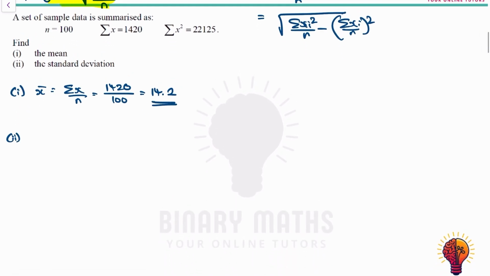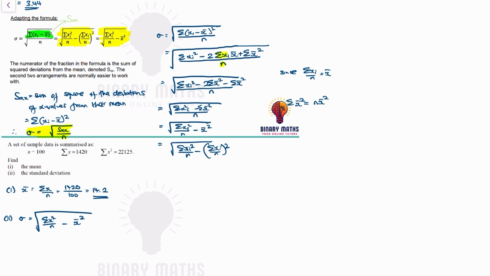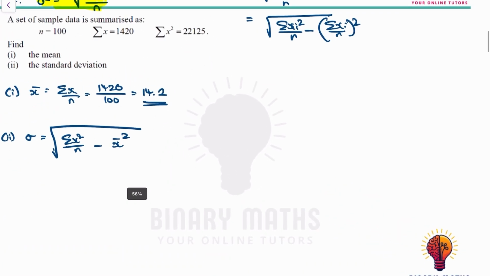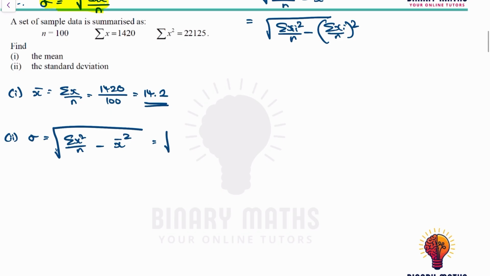Part 2, standard deviation. Standard deviation, remember, is just sigma, not sigma squared, that's variance. So it's equal to the square root of sum of x squared over n minus x bar squared. I'm going to use the last version that we had here, I find that version easier, because I've already calculated the mean. So it's square root of 22125 over n, which is 100, minus 14.2 squared. When I put this into my calculator, I get 4.428317, and I round this to 2 decimal places, I get 4.43.